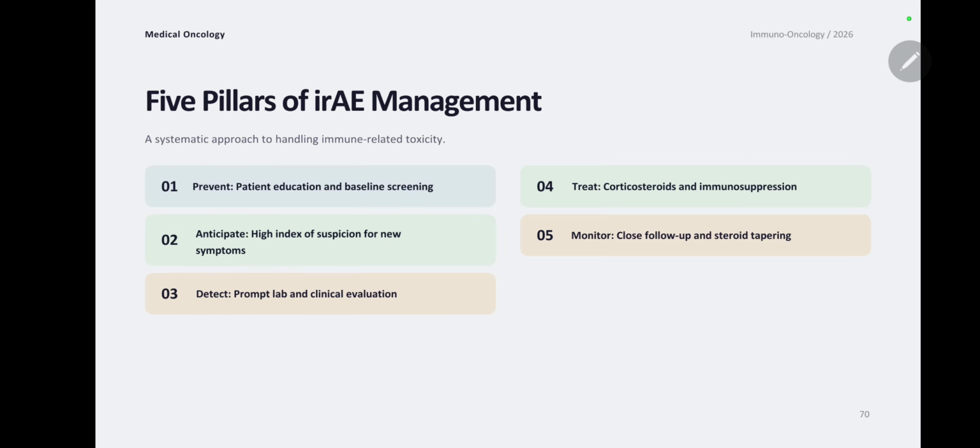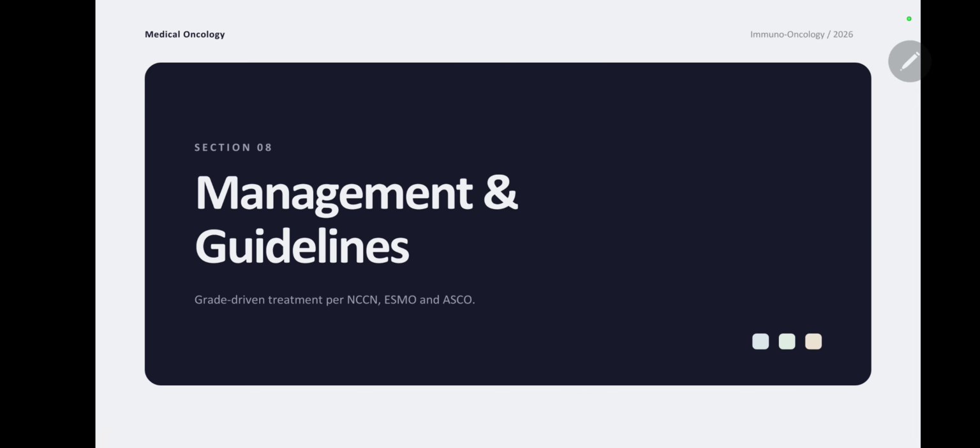So what are the 5 pillars for management of these immune related adverse events? First of all, patient education and baseline screening. Second, a high index of suspicion for new symptoms. Third, detect through labs and clinical assessment early. Then start steroids and immunosuppressives as per grade, and monitor with close follow up.